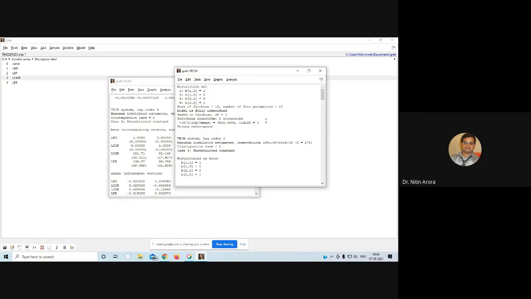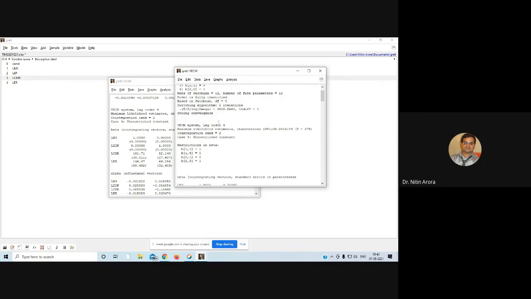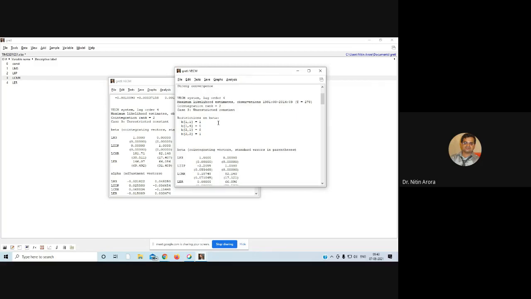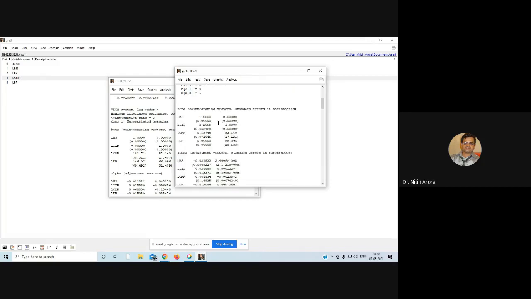Now this is the test of restrictions. The model is fully identified. So test of restrictions is valid. With these test of restrictions, model is fully identified. Strong convergence is observed. We can observe that these are the new coefficients. You can see.